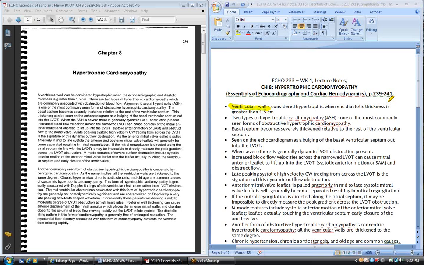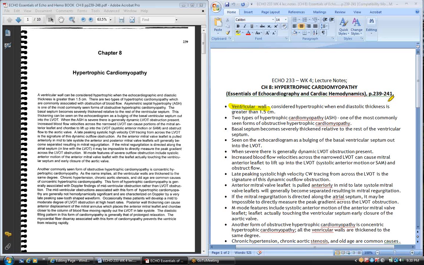What does that mean? Well, that means at the LV's greatest excursion, remember systole is when the LV squeezes, diastole is when the LV relaxes and fills with blood for the next stroke. At the greatest excursion, when the mitral valve closes, before the aortic valve opens and you begin your isovolumetric contraction time, you have the end diastolic thickness. If it's greater than 1.5, it's considered hypertrophic.